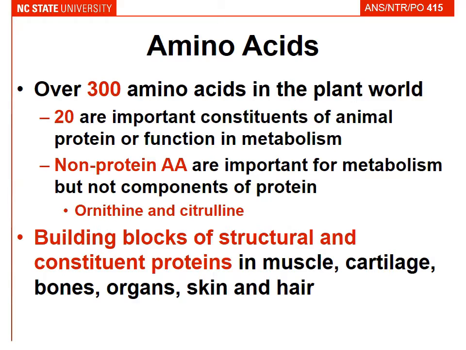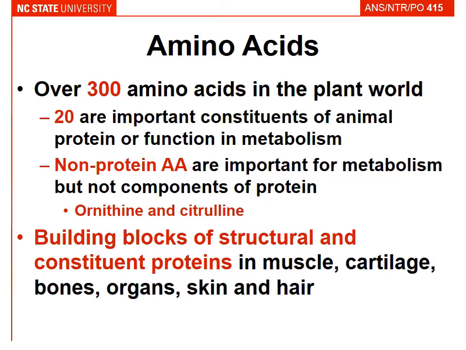And interestingly, there are over 300 amino acids utilized in the plant world. However, animal protein is mainly made up of 20. So we have 20 amino acids that make up animal protein. And the vast majority of those amino acids have additional metabolic functions, but they make up protein and they have other metabolic functions in addition to their protein structure.